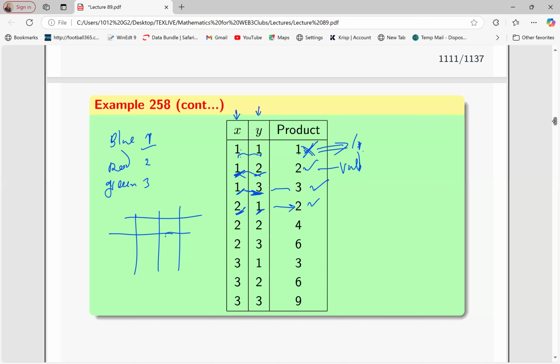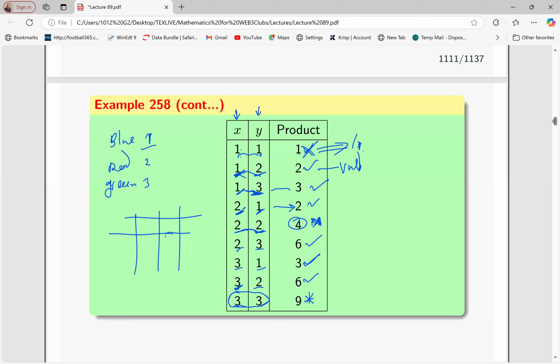Look at this other possibility. This is red and this is red. So these are 2 neighboring regions with the same color. The product is 4 and it is invalid. Now, this is red and this is green. The product is 6, valid. This is green and this is blue. The product is 3, valid. This is green and this is red. The product is 6, valid. But look at this case again. 2 neighboring regions with the same color, green, green. So this one is invalid.